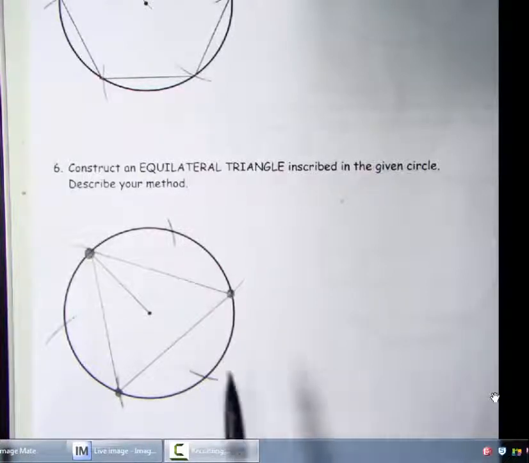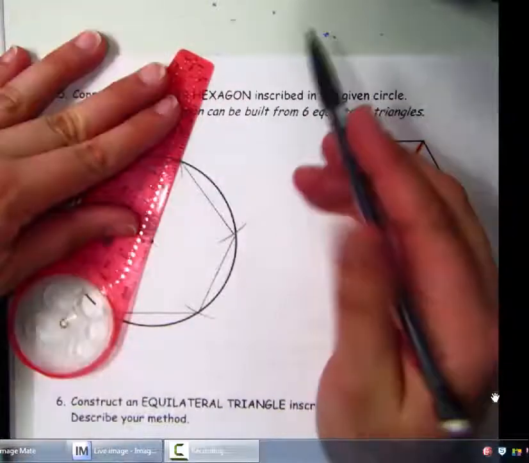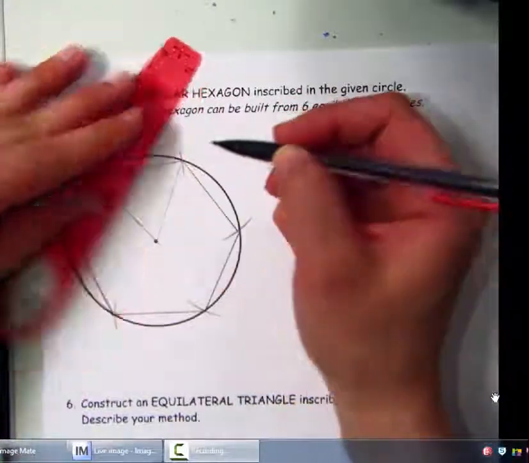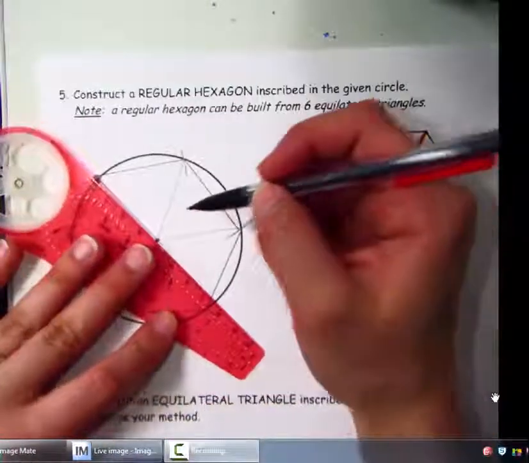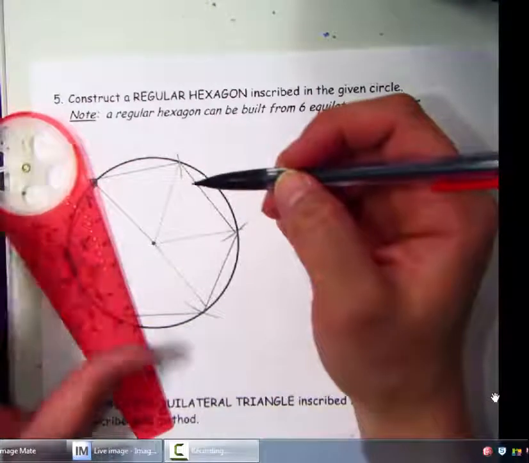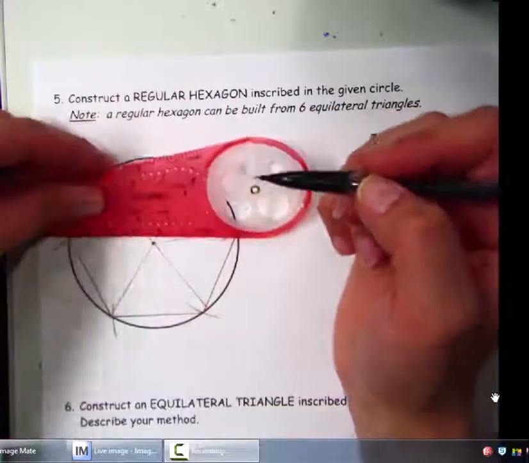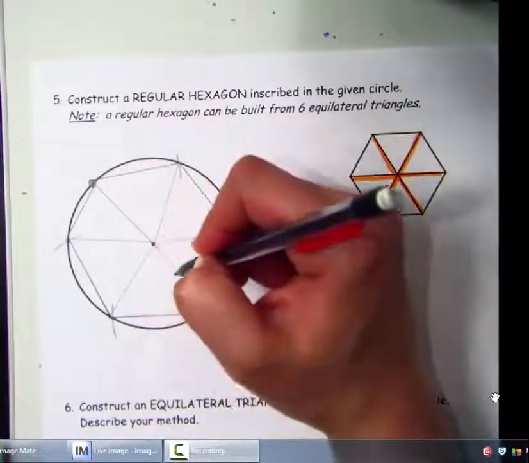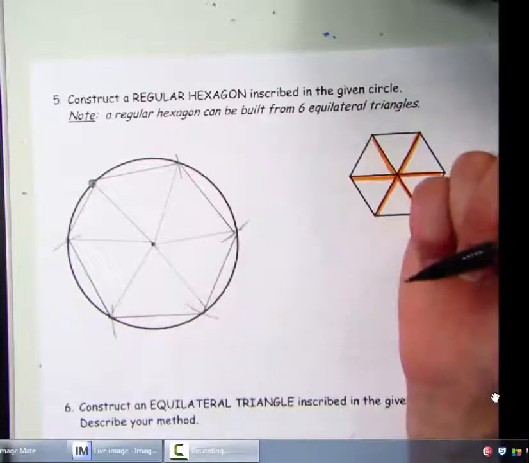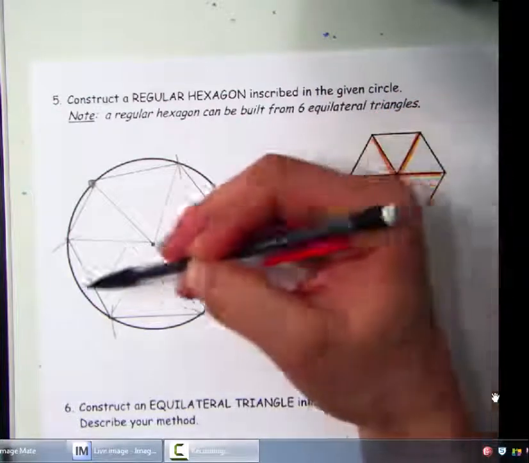Kind of interesting, again, that there are really 6 of these little triangles in the regular hexagon. If you drew all of your radii here, you're going to see all 6 of those equilateral triangles. All radii in a circle are congruent. So that's why all of these triangles are equilateral. All of these radii are congruent, and since it's a regular hexagon, all sides are congruent for this hexagon.